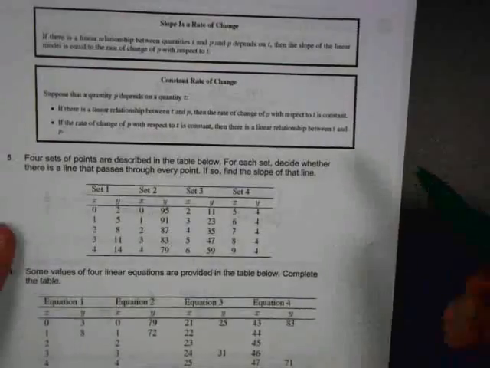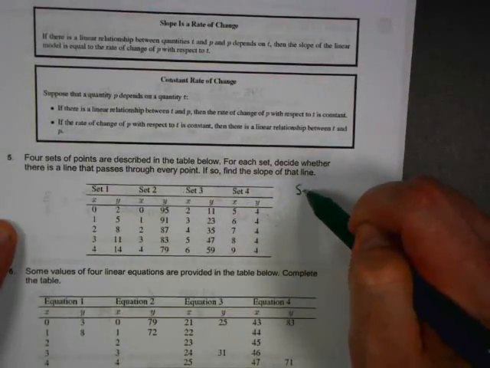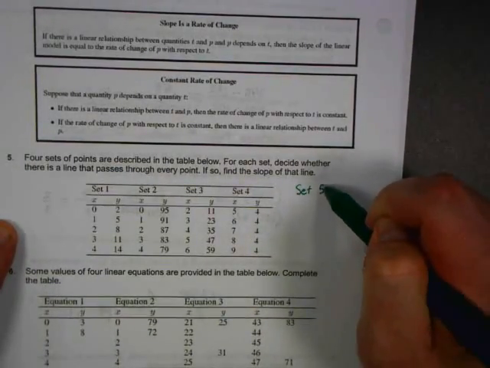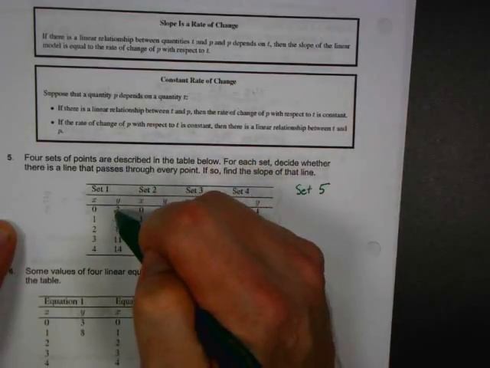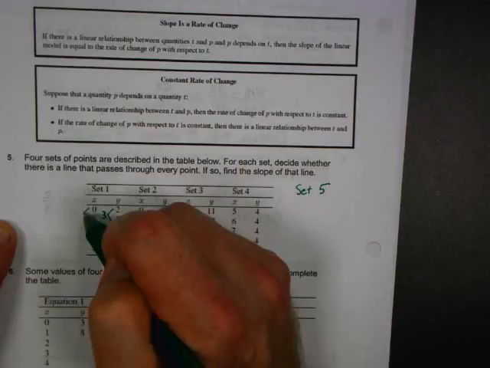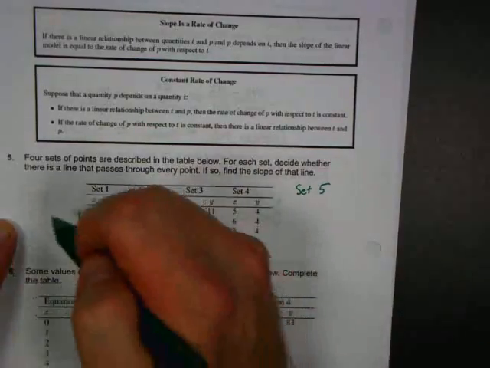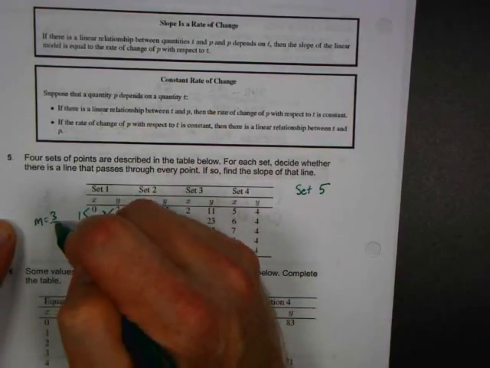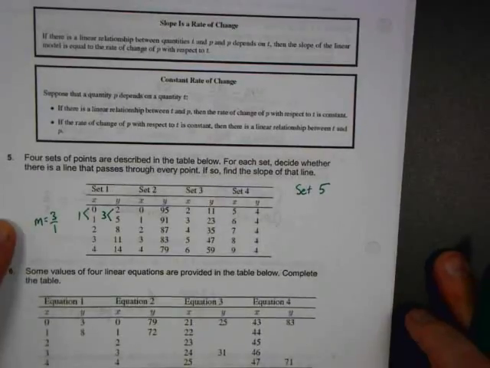All right, so I'm going to make up a set 5. What is the slope of number 1 again? The Y values go up by 3, the X's by 1. 1 over 3? Nope, it's 3 over 1. Because remember, the slope is the Y values over the X values.